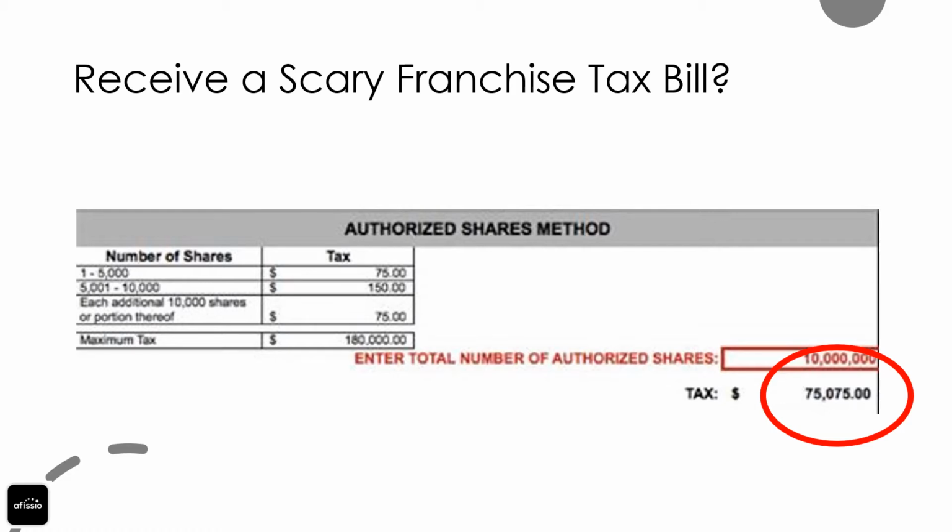The default calculation Delaware uses to determine franchise tax payable is the authorized shares method. Hang in there, there's an alternative method that may drastically reduce the amount of franchise tax owed.